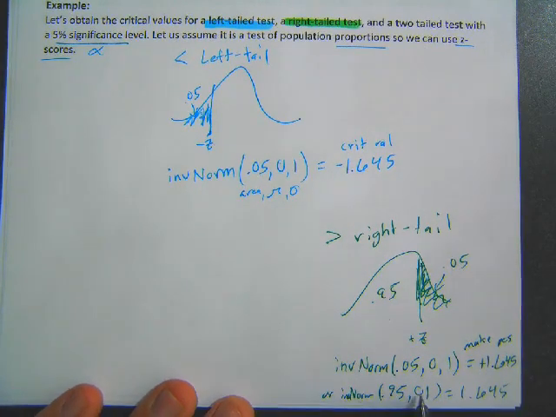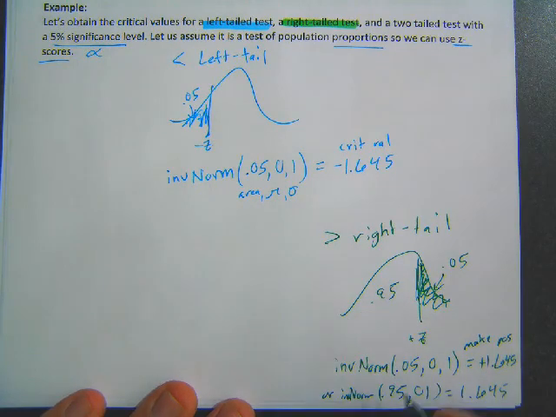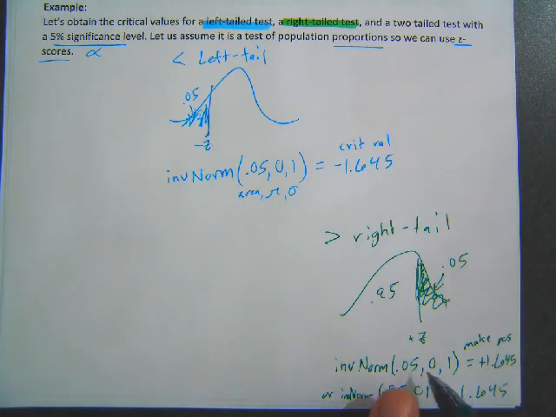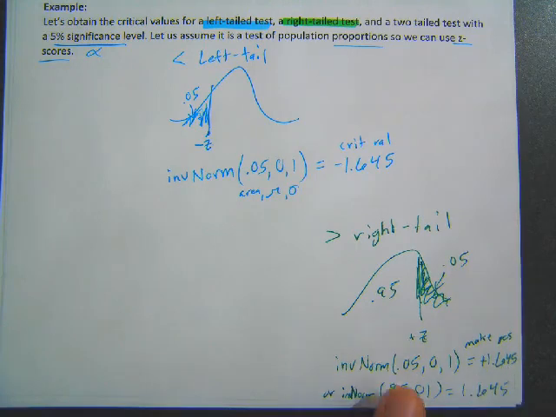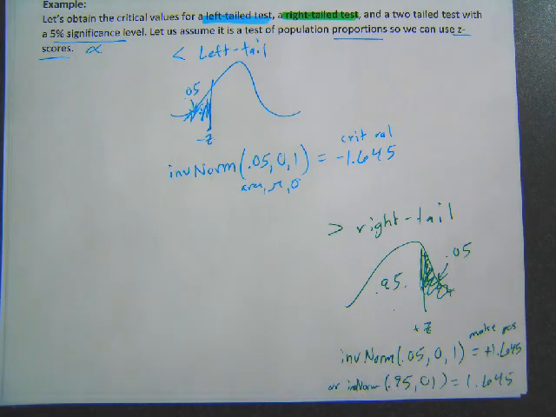Or you can just do it with 0.95, because that's the other percentage over here to the left. So when you're doing right-tailed tests, you got to think about that. You always want a positive when you're doing a right-tailed test. So if you do it with 0.05, that's okay, just make it positive. But if you do it with 0.95, it's already got to be positive. So you just use the area to the left, because again, this inverse norm always uses the area to the left.